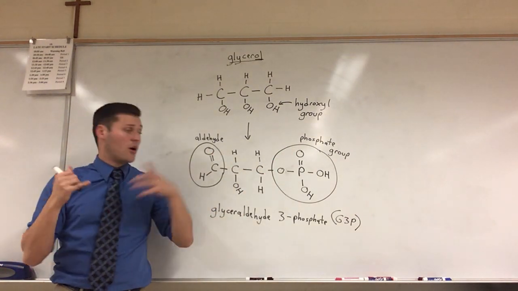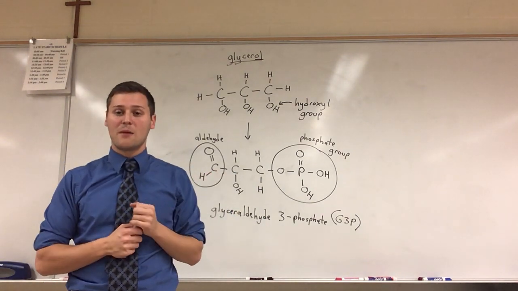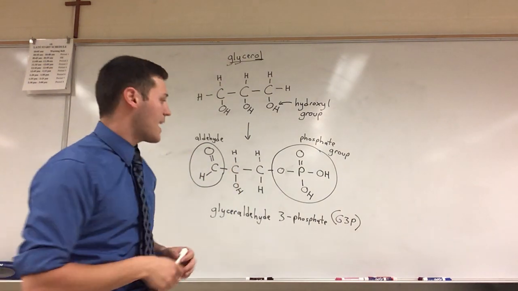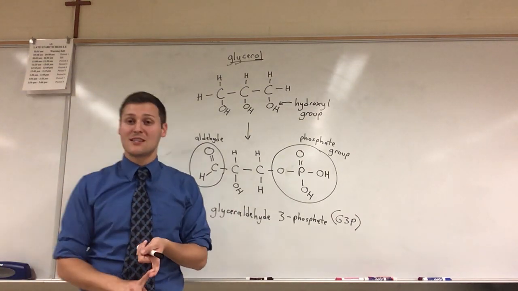So hopefully that was helpful. Again, you don't need to know this chemical structure for the AP exam, but hopefully going over it helps you remember it a little bit better. And again, note that G3P is used both in the Calvin cycle as well as glycolysis.